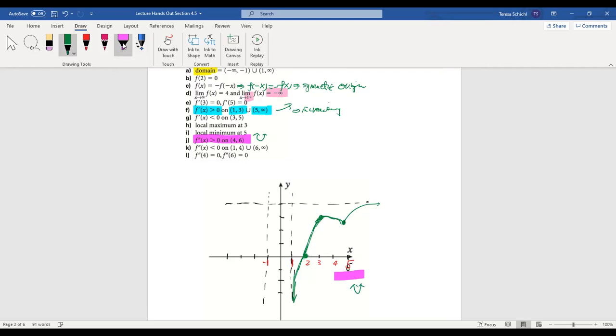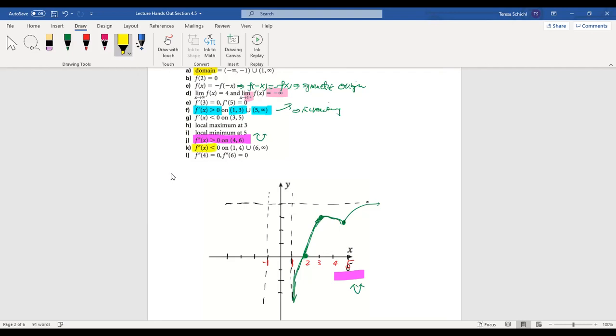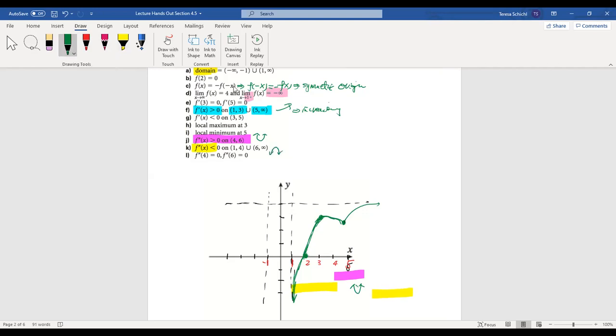And then also it says in here, right? So it says f double prime x is less than 0 from the 1 to 4. 1 to 4 is here. And 6 to infinity is here, right? So it says is less than, so I need to bend downward, all right? So that means this one bends downward, and this one bends downward here.